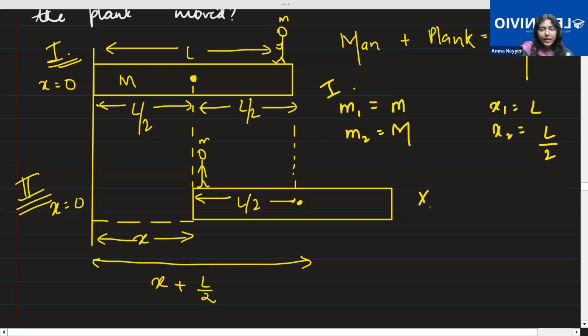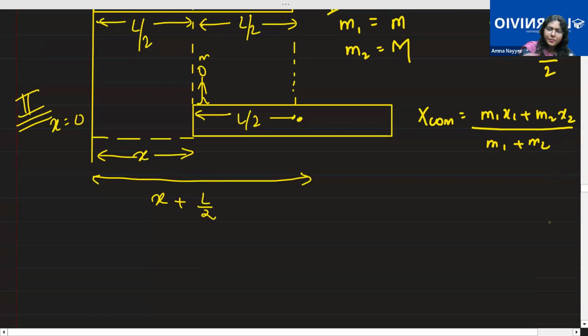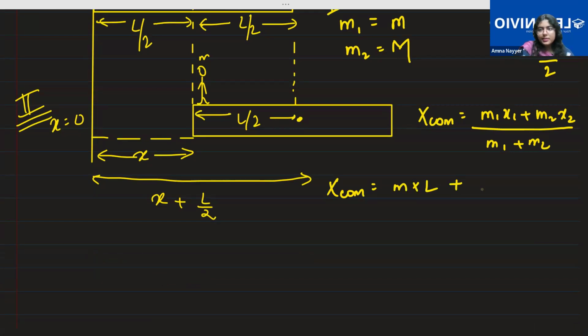So first, let us calculate the center of mass here. It will be m1x1 plus m2x2 divided by m1 plus m2. I'll give you time to copy each and every word. Just pay attention right now. So here the center of mass will be small m into L plus capital M into L by 2, divided by small m plus capital M. This is one part, that is, initially.